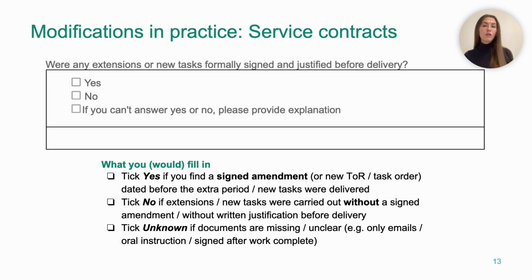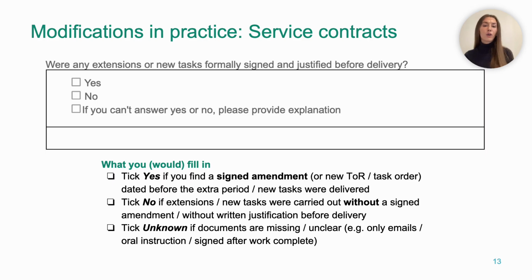So as monitors, you'd look for an amendment or task order. Could be a short document signed and dated that says something like "contract extended by 3 months due to delayed works," or even "additional design options requested." You don't have to be a procurement lawyer, you just need to see if 1. The document exists, 2. It is clearly linked to this contract, and 3. The date makes sense. It comes before the extra work was delivered.